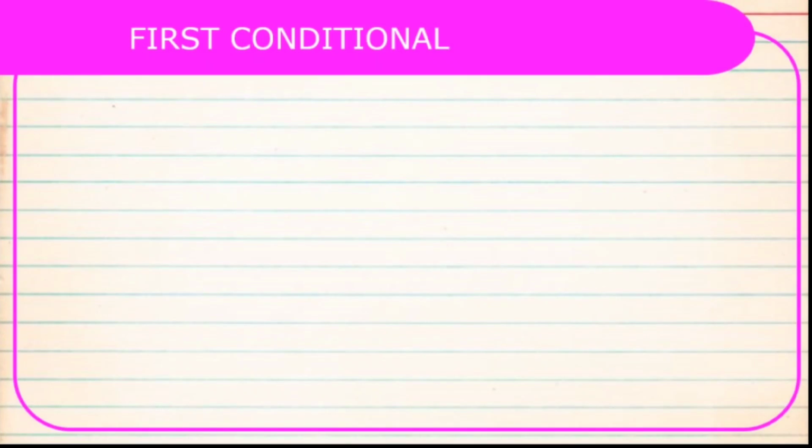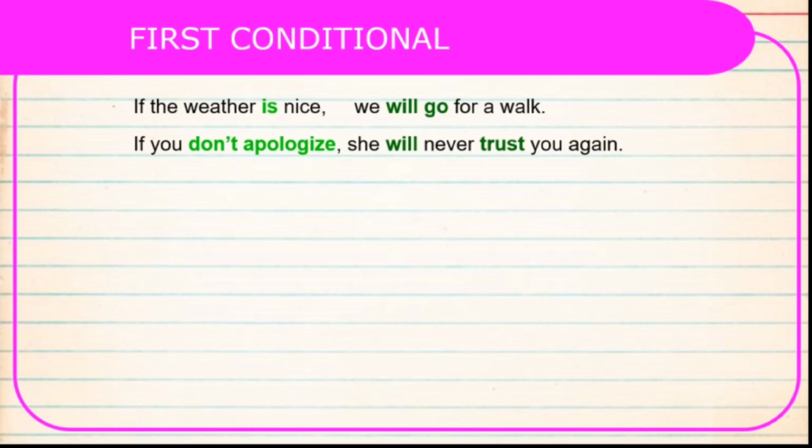Let's now move to the next one, first conditional. In this type, we are talking about the future. We are thinking about a particular condition or situation in the future and the result of this condition. There is a real possibility that this condition will happen. Let's have the following examples. If the weather is nice, we will go for a walk. If you don't apologize, she will never trust you again.